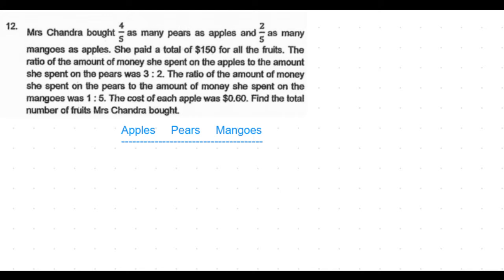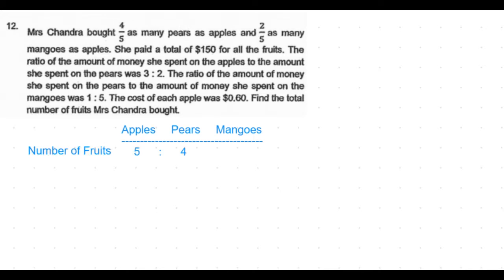The number of fruits she bought: 4/5 as many pears as apples, which means for every 4 units of pears, she bought 5 units of apples. So let's mark the apple to pear ratio as 5:4. Then she bought 2/5 as many mangoes as apples, which means for every 2 units of mangoes, she bought 5 units of apples. So the apple to mango ratio is 5:2. So the overall ratio between apple to pear to mangoes is 5:4:2. This is the number of fruits.